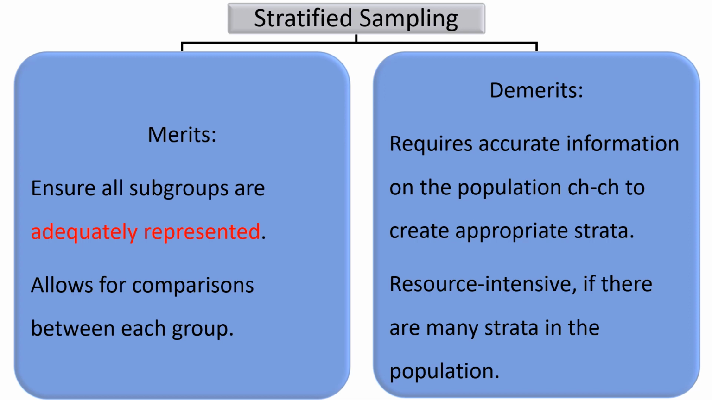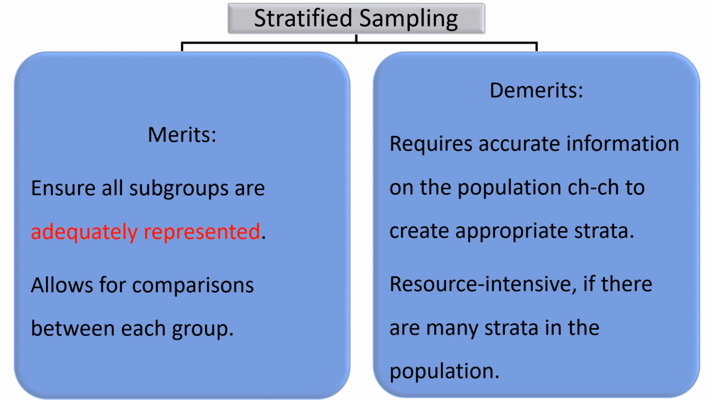On the contrary, there are disadvantages. It requires accurate information on the population characteristics. To create appropriate strata, to create a group, we have to know the characteristics of the population, like gender, economic levels, experience, or academic levels. We have to know such criteria to classify or to form strata.